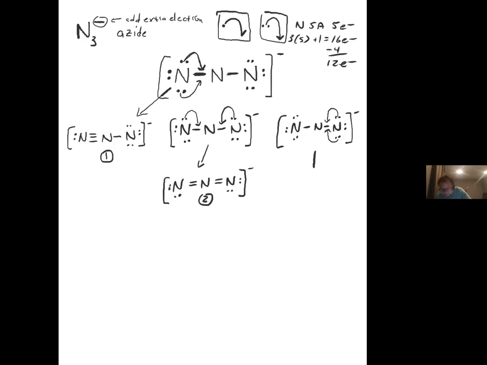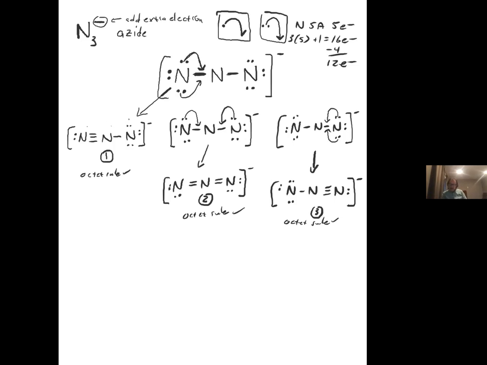What you get when you do that is a triple bond on the right, and then a negative charge here. So there's number 3. Take a look at what you have: 3 different structures, all with the same arrangement of atoms. We haven't changed the atoms; all we've changed is where the electrons are. But all 3 fulfill the octet rule: each atom has 8 electrons around it.